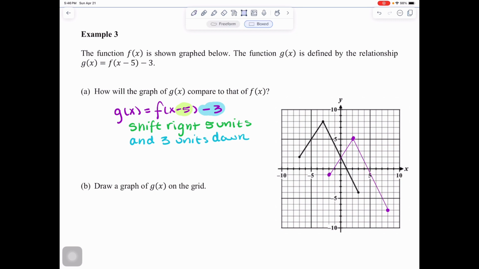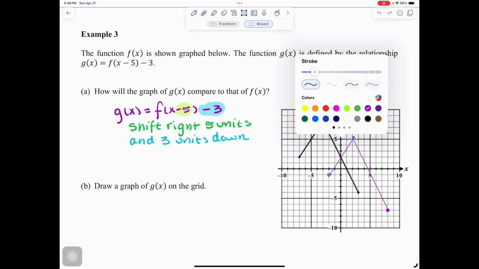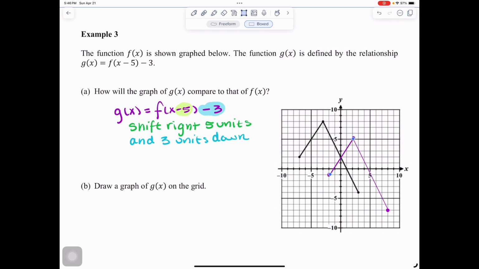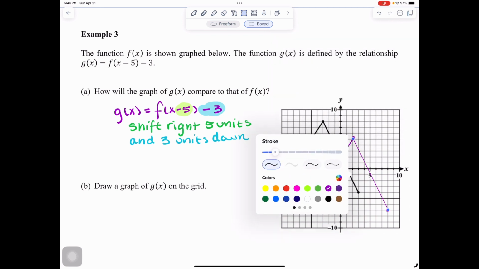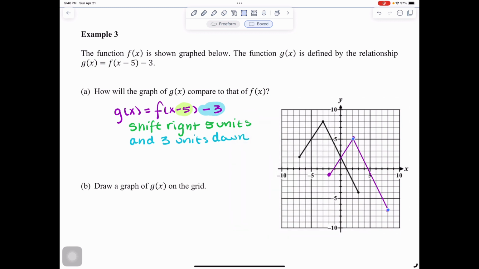Again, let me change the style to be a little thicker so you can see it nicely. And this time I am not adding any extra arrows because there were not arrows on the original piecewise function in front of us. Okay, so we just took care of part B, which was draw a graph of g of x on the grid. And that concludes our lesson on vertical and horizontal shifting of functions.